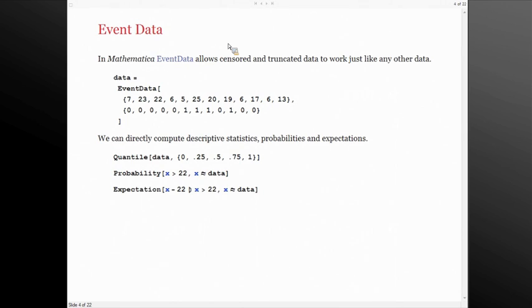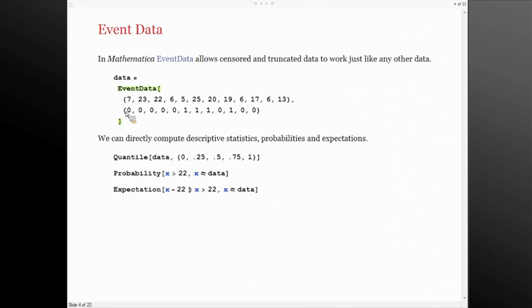And this is effectively a wrapper that lets us work with censored and truncated data, just like it's any other data in Mathematica. So here's an example where I have two arguments being fed to EventData. The first argument are the event times. So let's just say that these are measured in weeks. This second one could be 23 weeks, for example.